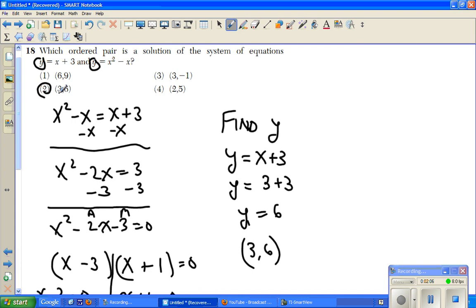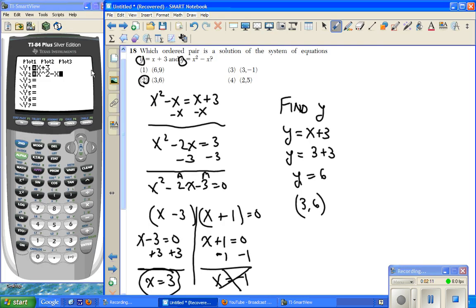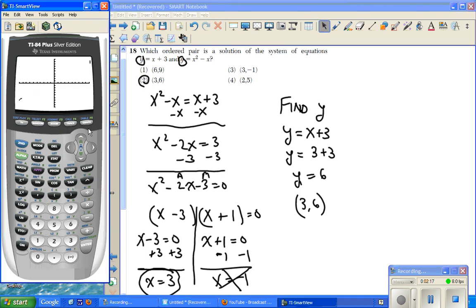The second way you could get an answer is on your graphing calculator. Go to the y equals menu. For y1, enter one equation. For y2, enter the other equation. I'm going to hit graph. I get a line, and there's a parabola. We have to find out where the line and the parabola intersect each other.